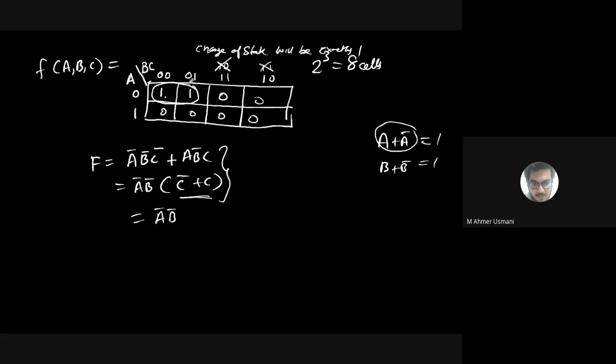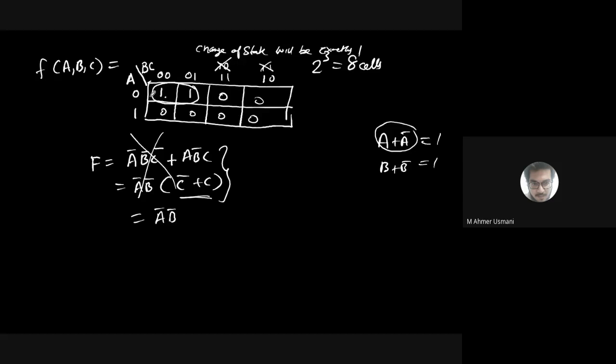how to write down the function for this? Instead of writing this whole step, how can I write it directly? I can make a group out of it, and what will I do? In this group, whichever value is common, I'll just write down that. What is common in this one and this one?